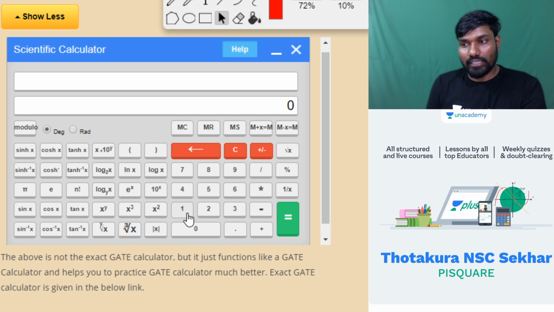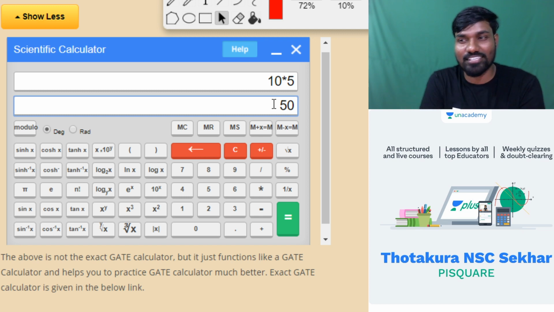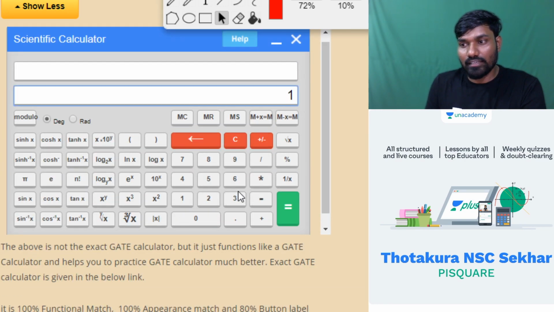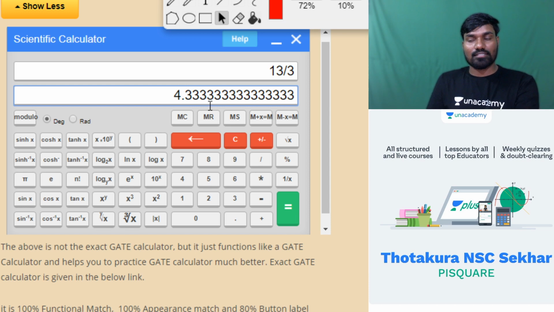So 10 into 5 is regular, there is not much difficulty with this. The next one is 13 by 3. Perform it: 13 divided by 3. The moment I enter the divide operator, the equation goes to the upper side. The initial entry is 3. Now equal to, and this is the result after division: 4.333.